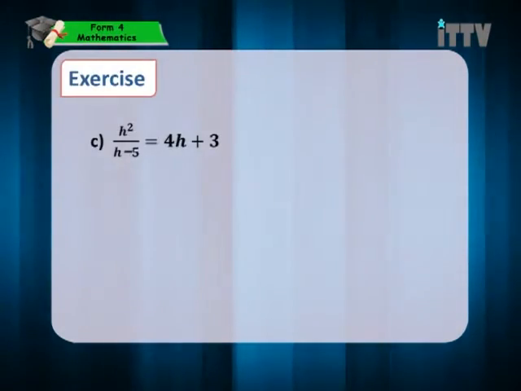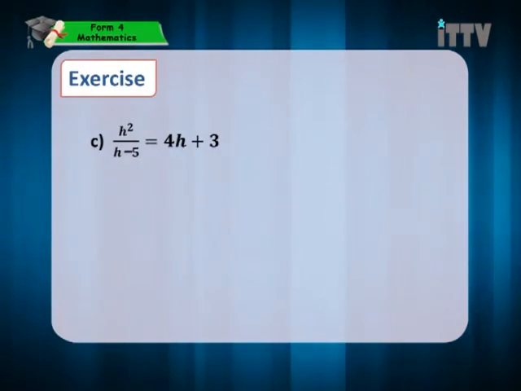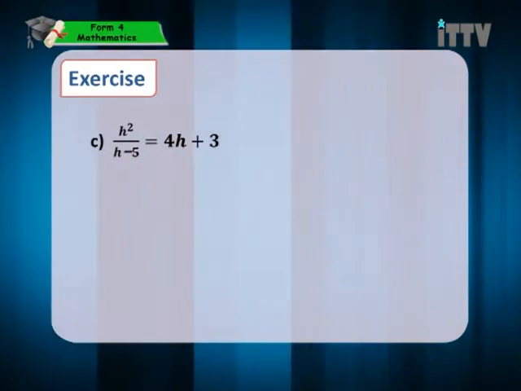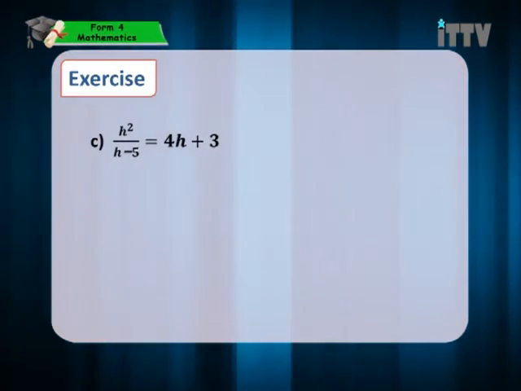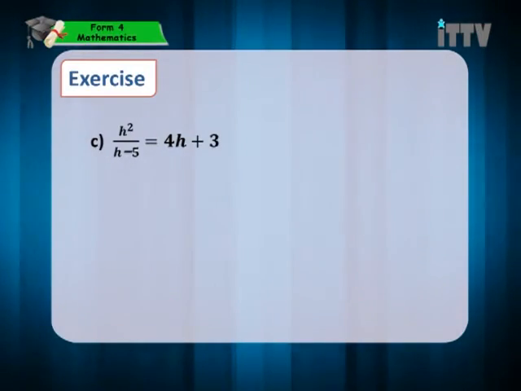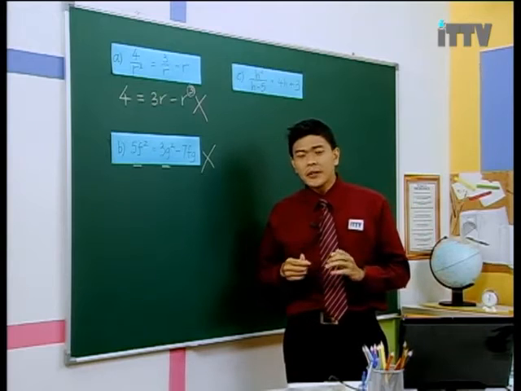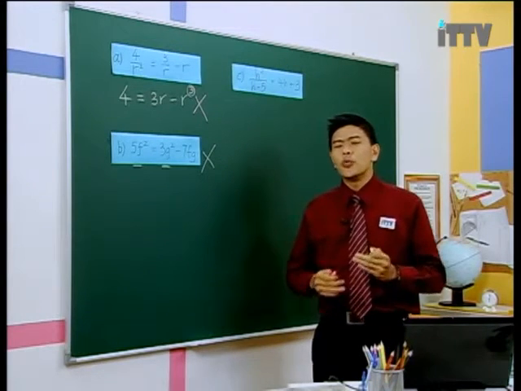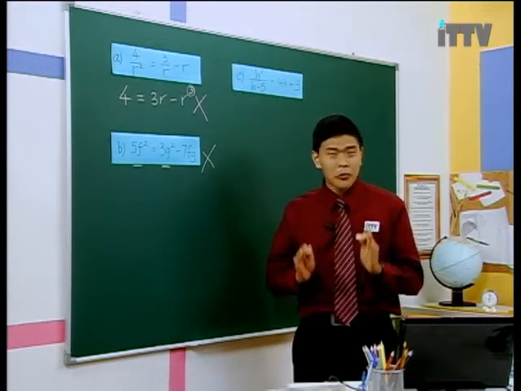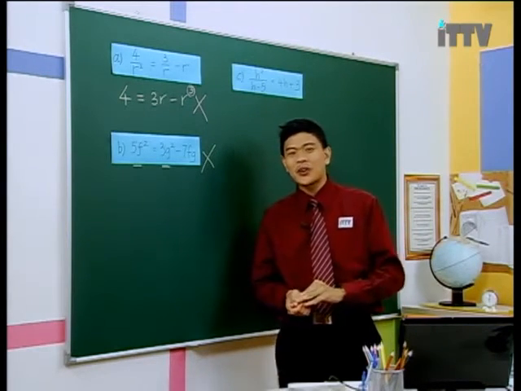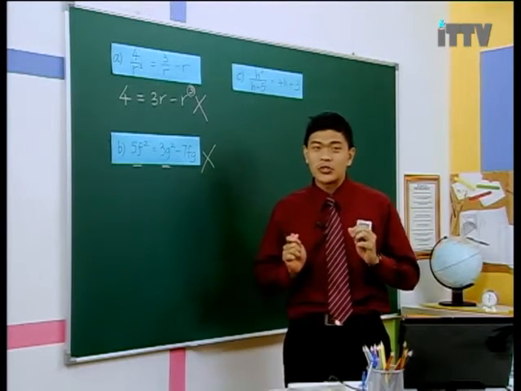Okay, let's look at C. In the equation, h squared over h minus 5 equals 4h plus 3. Is this a quadratic equation or not? Alright, and let's look at one more on the board. To determine whether an equation is a quadratic equation, always try to put the equation in the general form if possible. And remember, what is the general form of a quadratic equation? ax squared plus bx plus c equals 0.